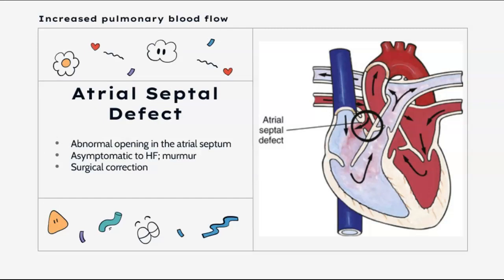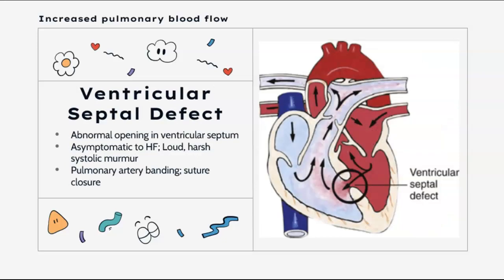An atrial septal defect is an abnormal opening in the atrial septum, allowing blood from the high-pressure left atrium, or oxygenated blood, to flow into the low-pressure right atrium, deoxygenated blood. Signs and symptoms: they might be asymptomatic, and they may develop heart failure, depending on how large the defect is, and you might also hear a murmur. Treatment for this is going to be surgical correction.